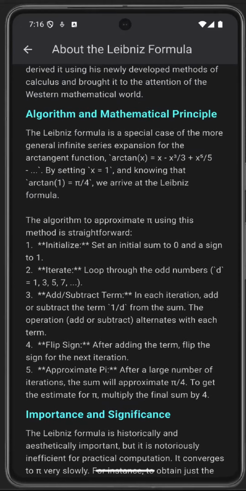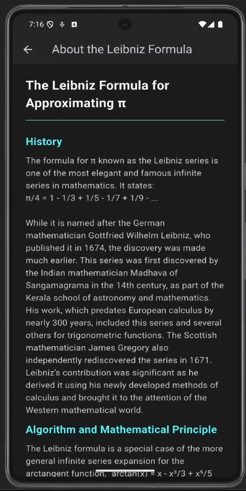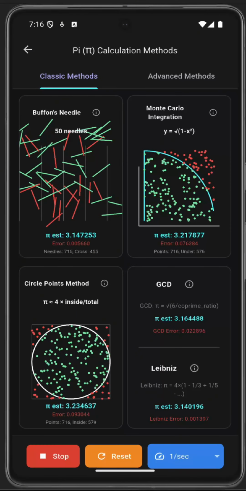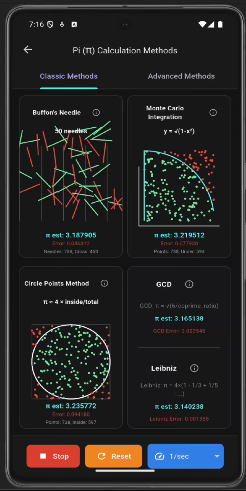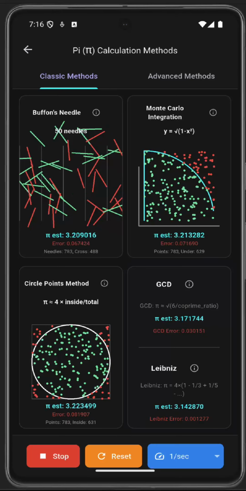While beautiful in its simplicity, the Leibniz series converges very slowly. This means it requires a huge number of terms to produce even a few accurate decimal places of pi, but it serves as a wonderful example of an infinite series.